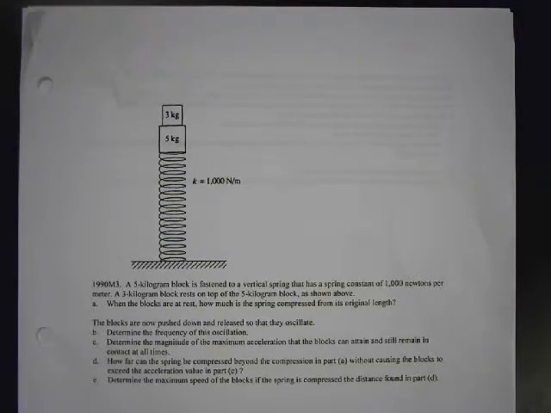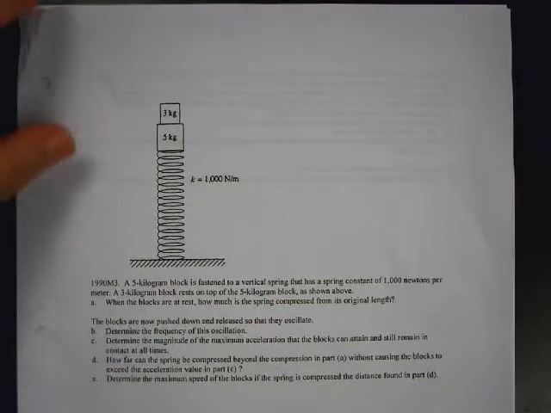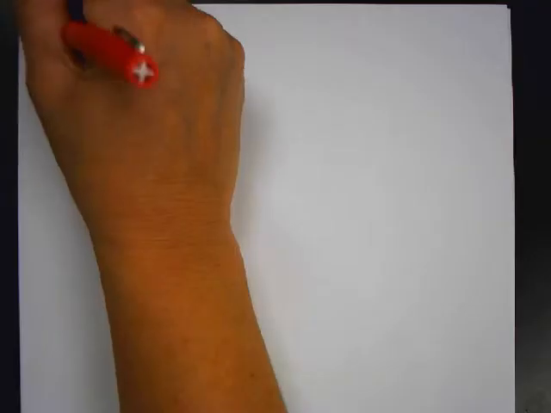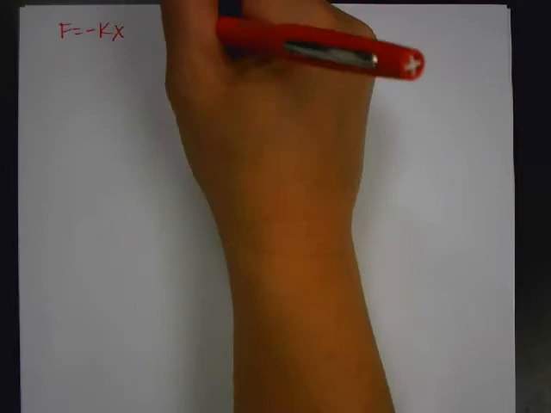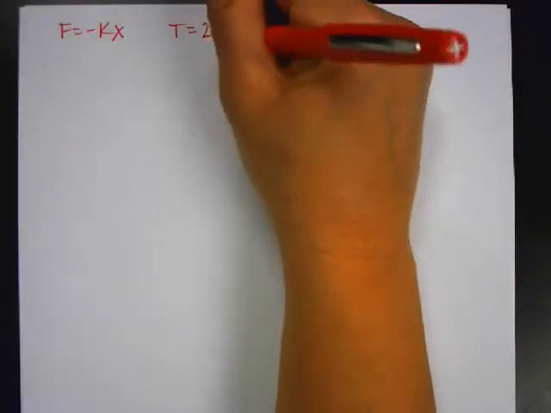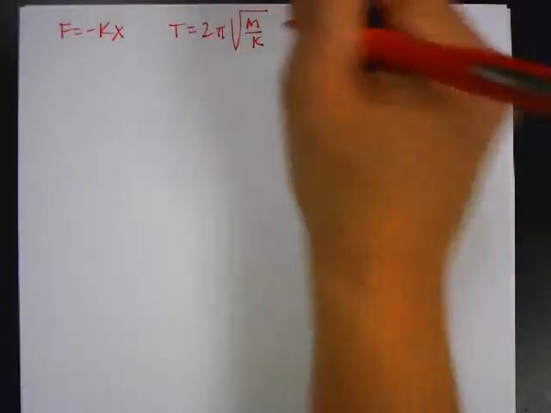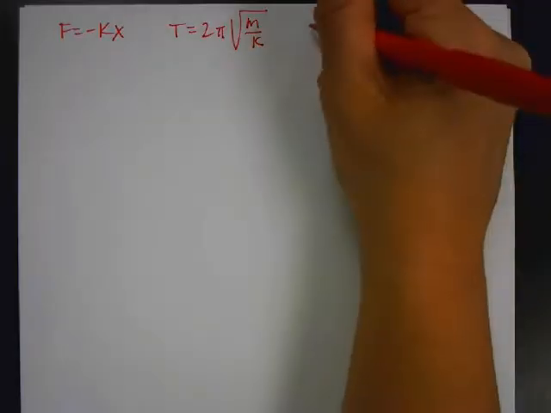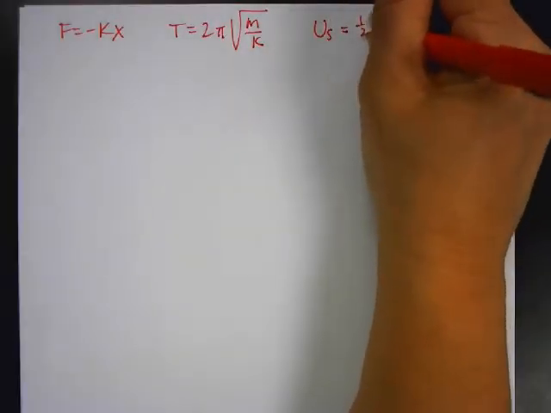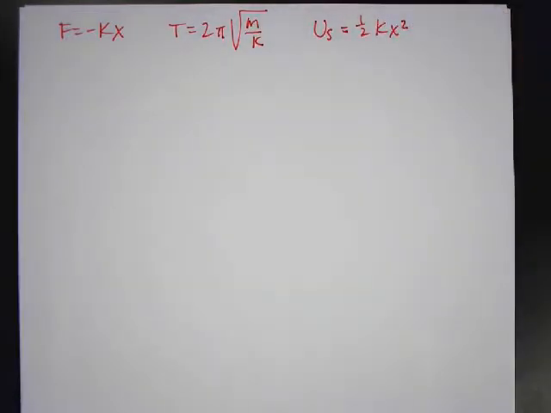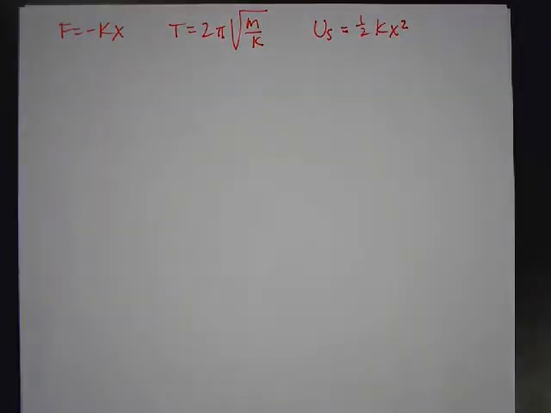Okay, so whenever we see a spring like this, the first thing we're going to do is say to ourselves, what do we know about springs? We have Hooke's law, F is equal to minus kx. We have the period of a spring, T is equal to 2 pi times the square root of m over k. And then we know that the potential energy stored in a spring, U sub s, is equal to 1/2 kx squared. So no matter what, whenever you see a spring, in the back of your head you should be thinking about these three things.